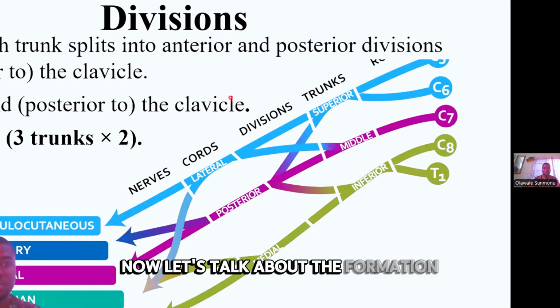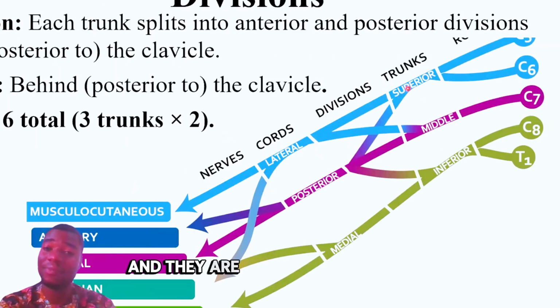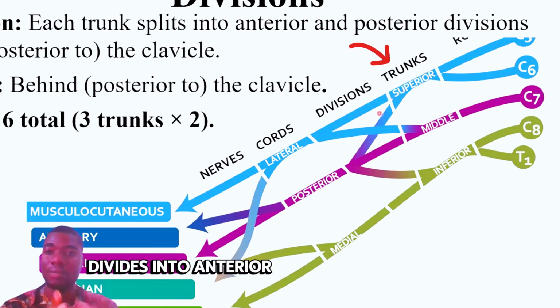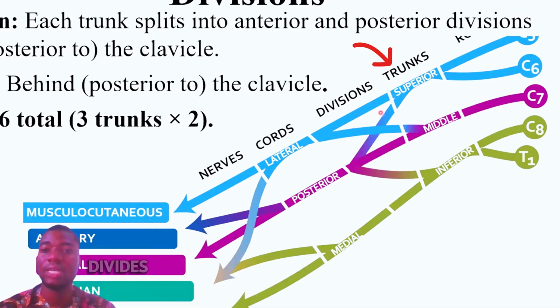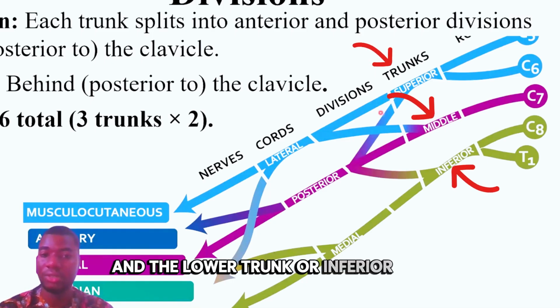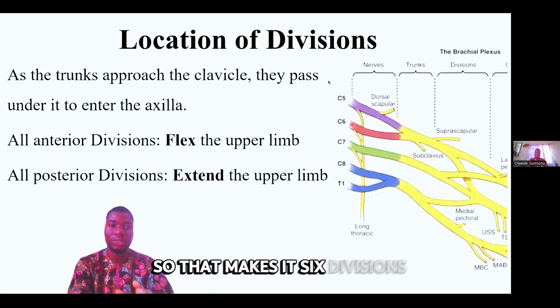Now, let's talk about the formation. The divisions are six in number, and they are formed as a result of the division of the trunks. So the superior trunk or upper trunk divides into anterior and posterior division. The middle trunk divides into anterior and posterior division. And the lower trunk or inferior trunk divides into anterior and posterior division. So that makes it six divisions.